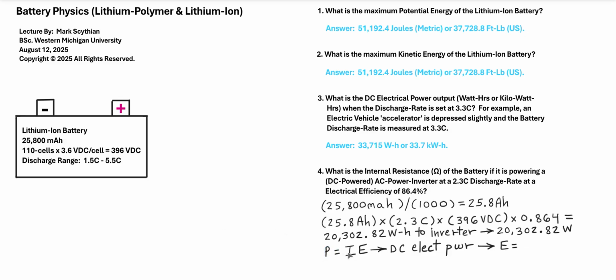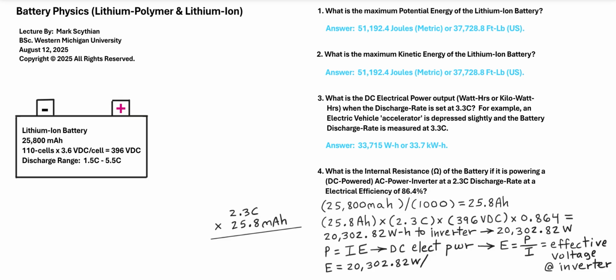So then we access the DC electrical power equation, which is P, DC electrical power in watts, is equal to I, current in amps, times E, voltage, DC voltage. And then instead we solve for E, so we can calculate the effective voltage at the inverter after correcting for the efficiency losses. So that has been calculated. So now all we need to do is solve for the effective voltage to the inverter, and again we'll calculate the amp hour discharge at 2.3 C. So again, it's practically 59.34 amps if it's within an hour.